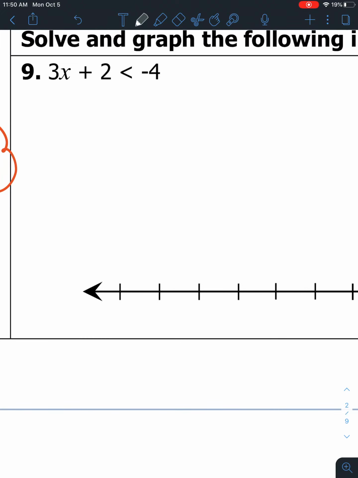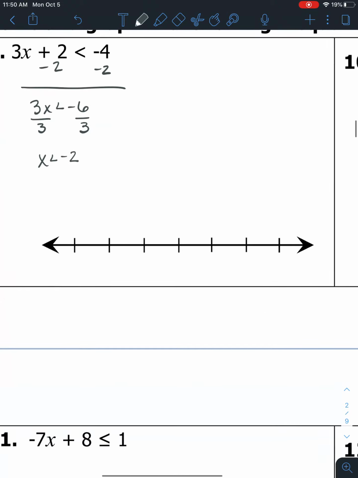All right, let's get started with our first problem here. 3x plus 2 is less than negative 4. So we're going to solve this just like we normally would. So we're going to minus 2 from both sides. So that gives you 3x is less than negative 6. Okay, I'm going to divide by 3 to both sides. So that gives you x is less than negative 2. I didn't multiply or divide by a negative number, so I'm just keeping that just the same.